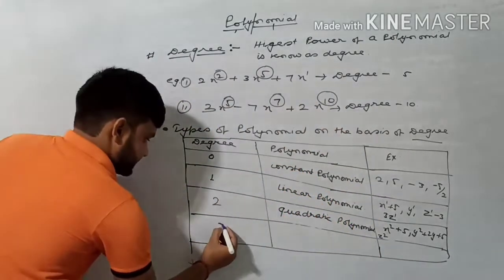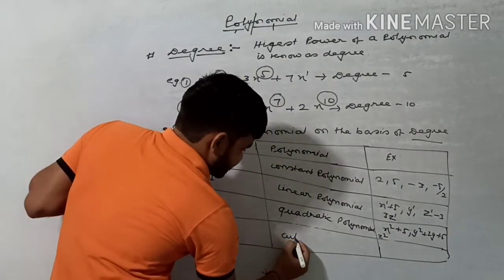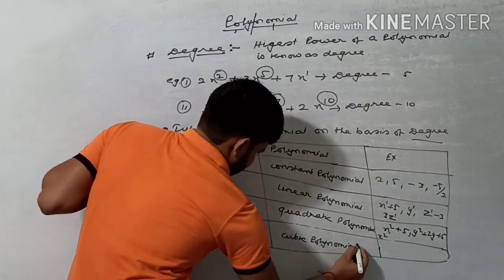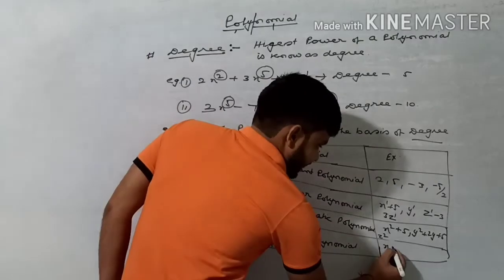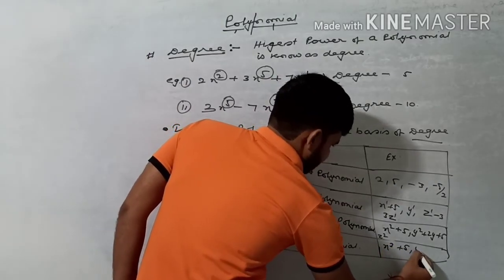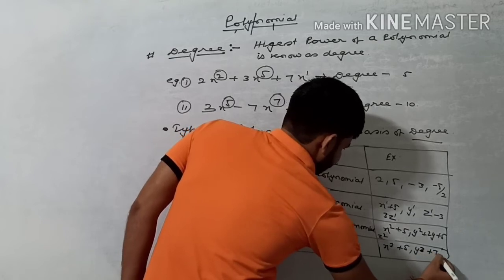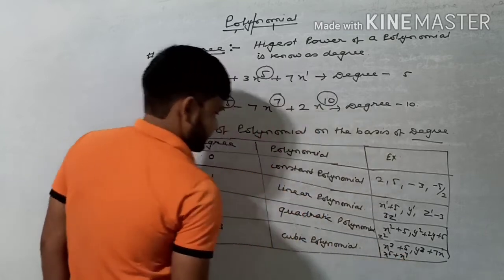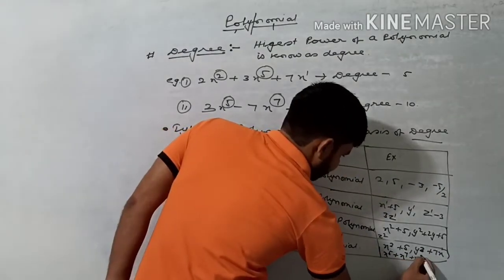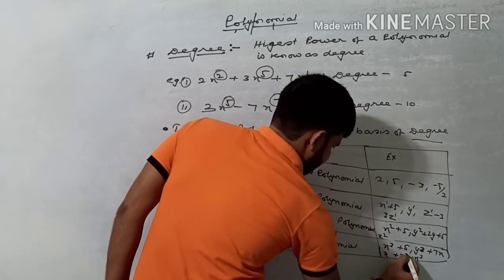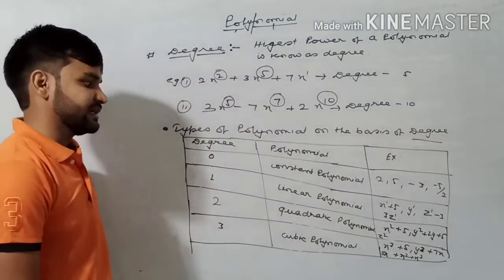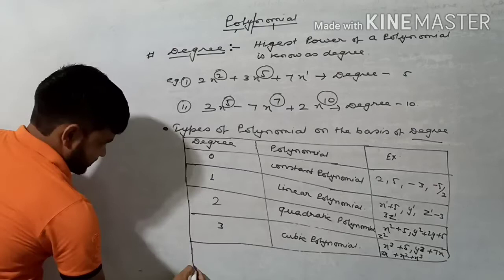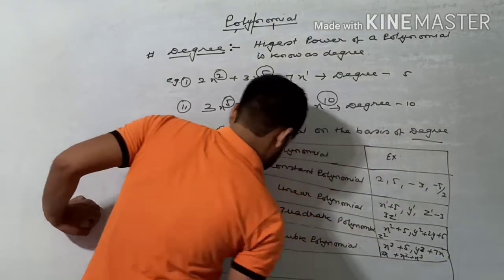After that, if degree 3, then polynomial is cubic polynomial. Means x to the power 3 plus 5, y to the power 3 plus 7x, y to the power 5 plus x to the power 7 plus x to the power 3. That means we clearly see that the highest power of the polynomial is 3. So these polynomials are cubic polynomial.